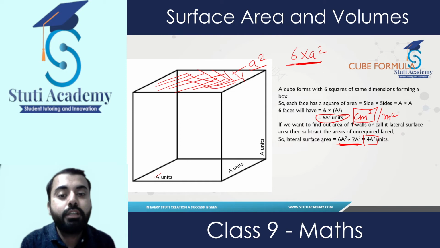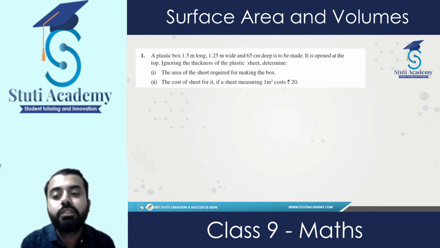Remember this, you guys have to do this like this. Now, let's start with the next case. I have a plastic box 1.5 meter long, 1.25 meter wide, and 5 centimeter deep. It is open at the top, ignoring the thickness of plastic sheet. Determine the area of sheet required for making the box and the cost for it.